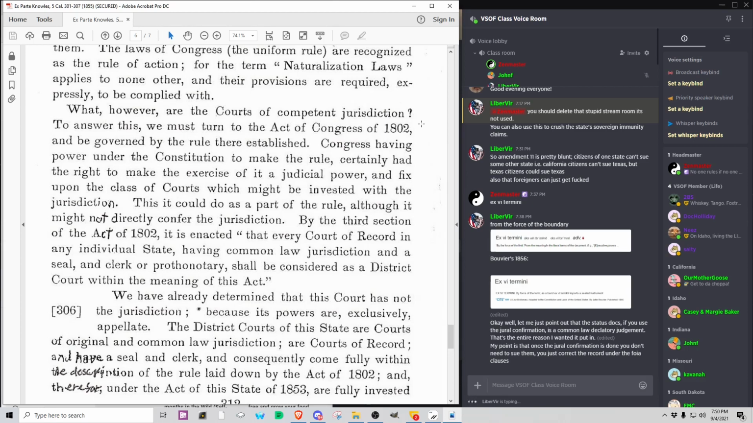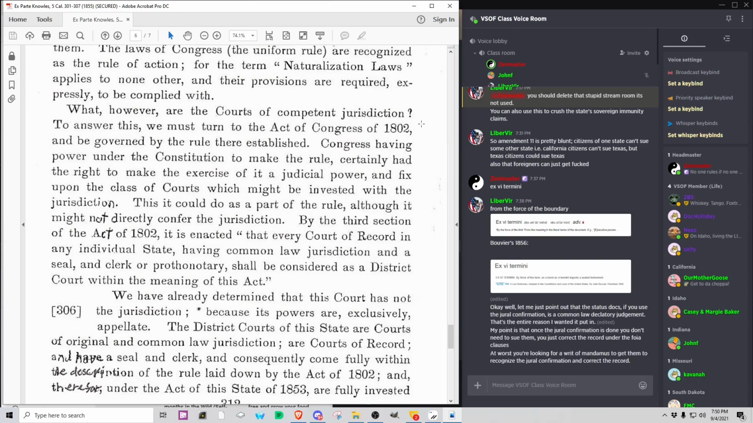So what were they creating? They were establishing the district courts. The feds were calling state courts by a different name. Did that change what the state courts were? No. Why did they do this? So that they could determine what courts could have the power to naturalize someone. Basically, that's why they did it.